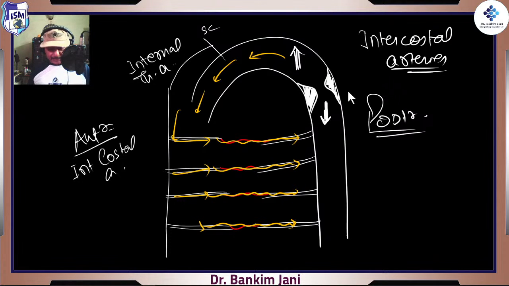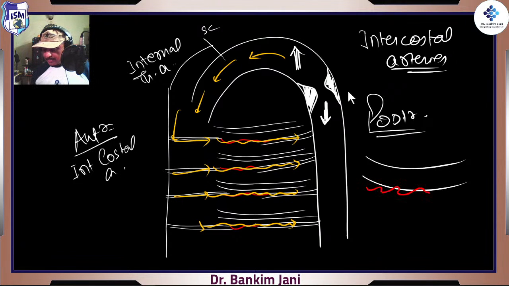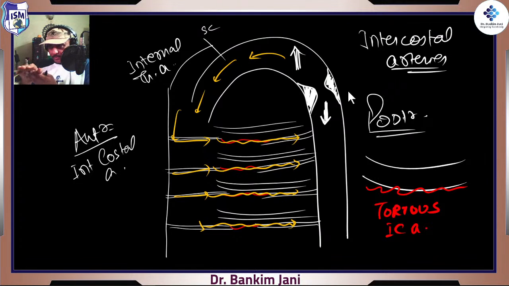Now these are the intercostal arteries. In between, what is there? There are ribs, right? Now here is a rib, and now there is a tortuous intercostal artery. This is tortuous because the pressure has increased so much that it is trying to go from anterior to posterior. This tortuous intercostal artery, as it is pulsating, right, because of direct connectivity with the heart, will keep on pulsating.